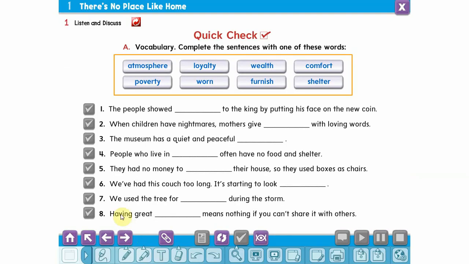Now we can move to this question about the lesson. Exercise A, vocab. Complete the sentence with one of these words. You have 8 words and 8 sentences, and you have to complete the sentence with the suitable word from the list. We have the word atmosphere اللي هو الجو أو المناخ العام، loyalty الإخلاص، wealth اللي هي الثروة، comfort اللي هو يريح، poverty اللي هو الفقر، worn اللي هو ممزق أو بالي، furnish اللي هو يؤثث، وshelter اللي هو يأوي أو يحمي.